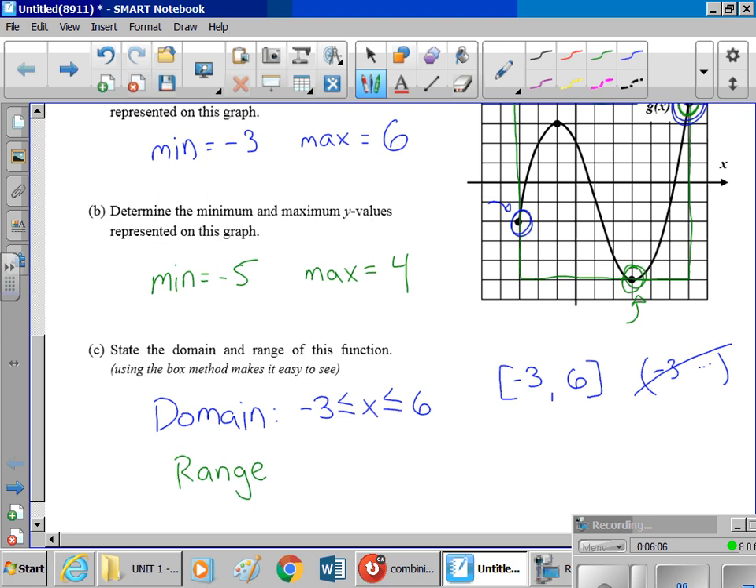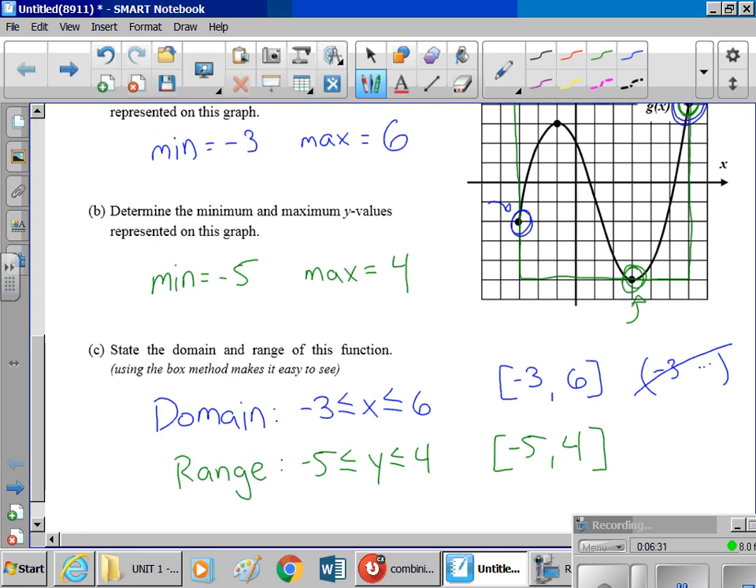And we're going to represent it both ways. First in set builder notation. So minimum, which is -5, less than or equal to y this time, less than or equal to our maximum, which is 4. And we can also represent it in interval notation. Same thing, square brackets, minimum, maximum, and square bracket.